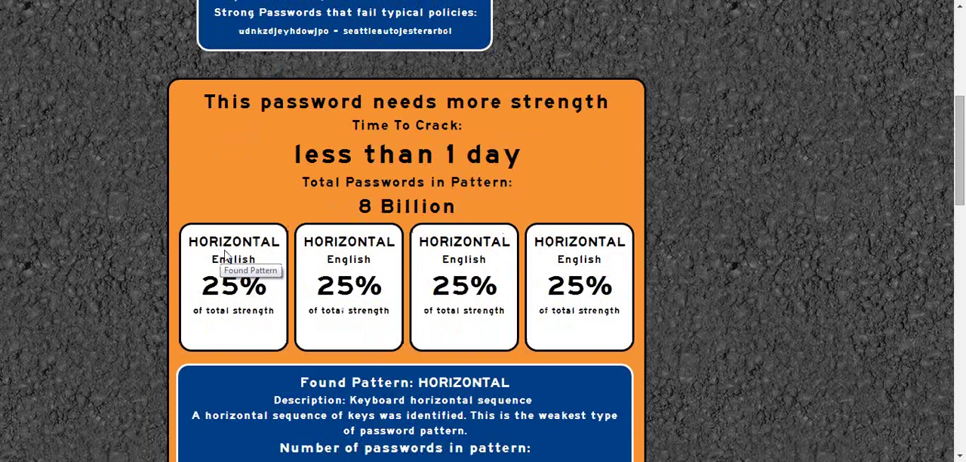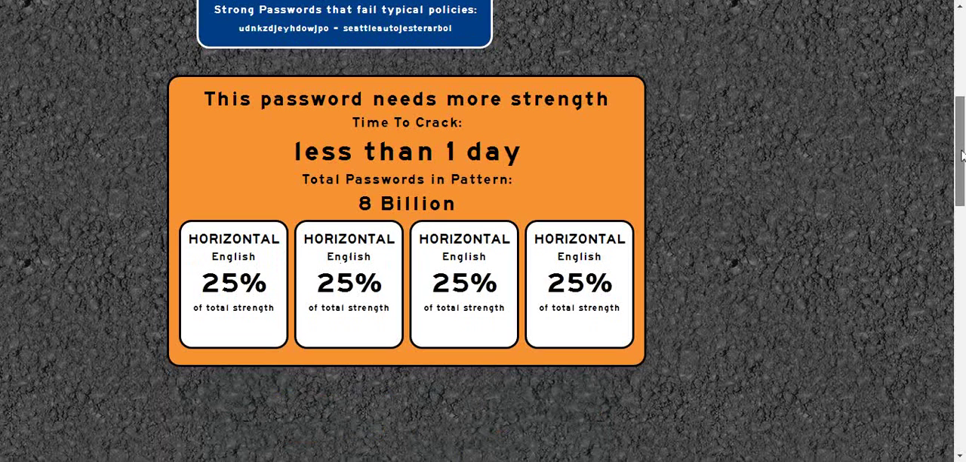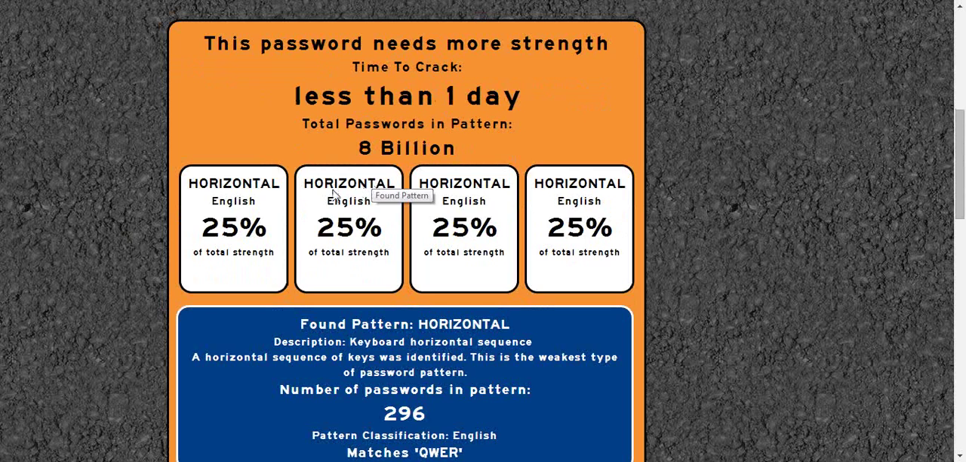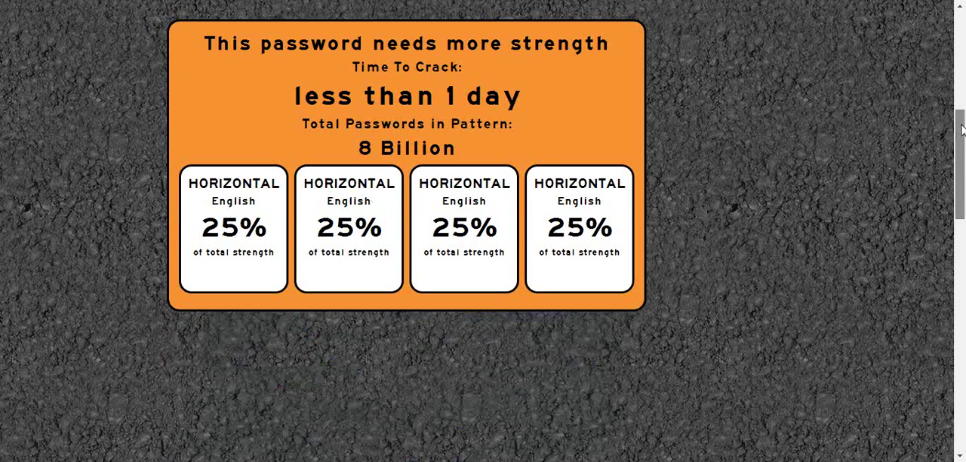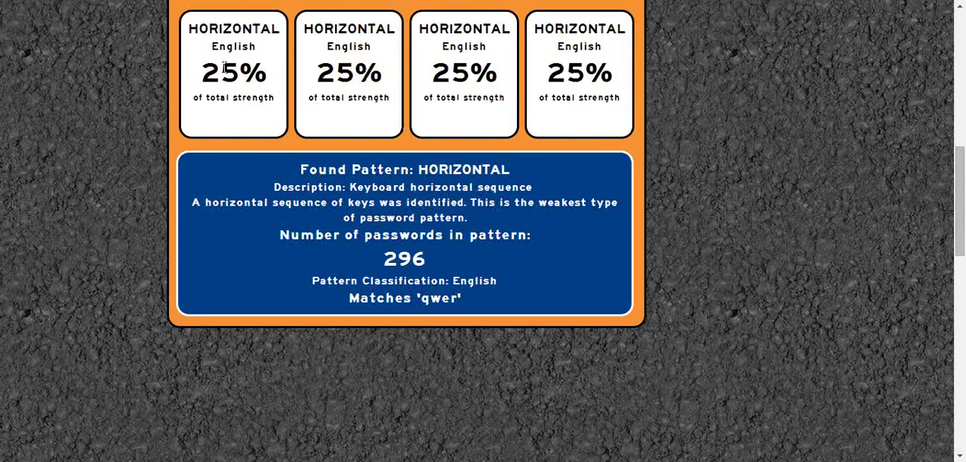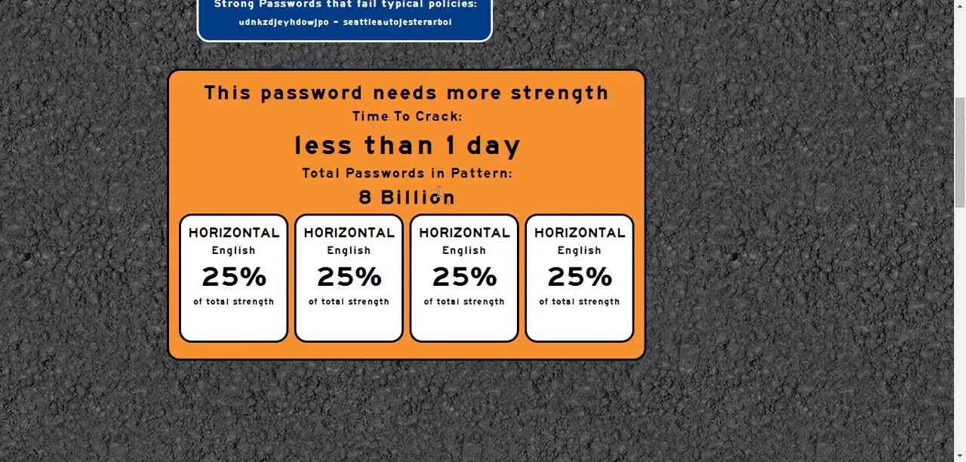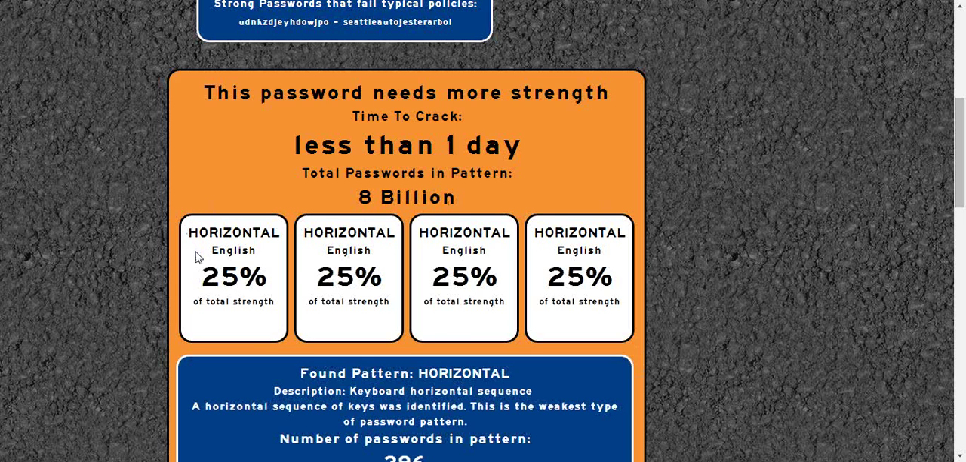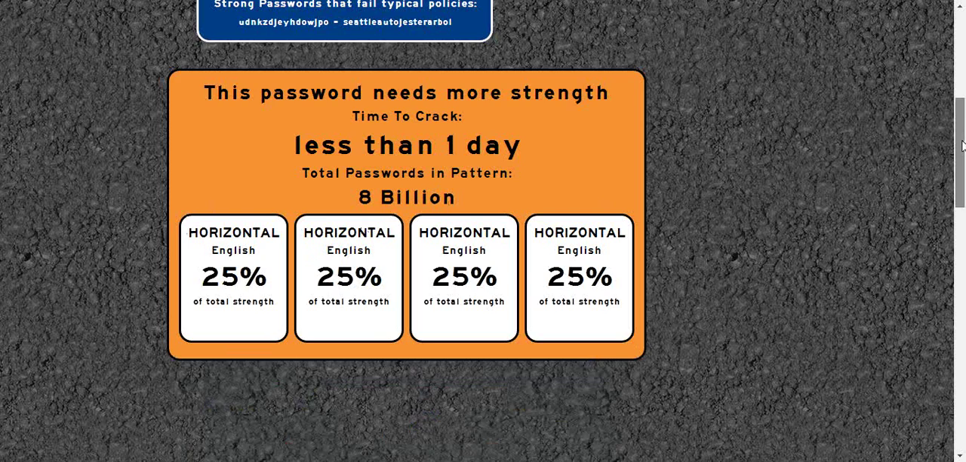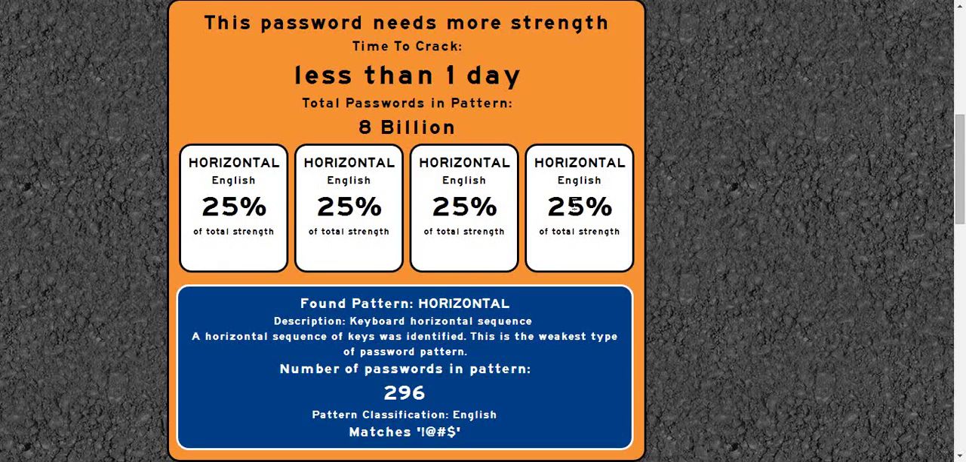So here you'll see it found four patterns. They're all horizontal keyboard patterns, and they give you a little bit of information of how much that pattern contributes to the overall strength of your password. And if you want some more detail on each pattern, you can hover over it and see, this was QWER. There's only 296 passwords in this pattern, not very strong. And you may be wondering, how do I go from 296 to billions? Essentially these numbers are multiplied. So I have 296 times 296 times 296 times 296. And that's where you come up with 8 billion.